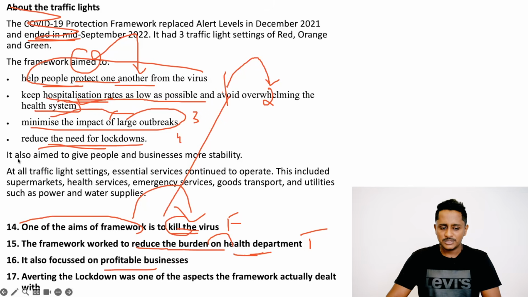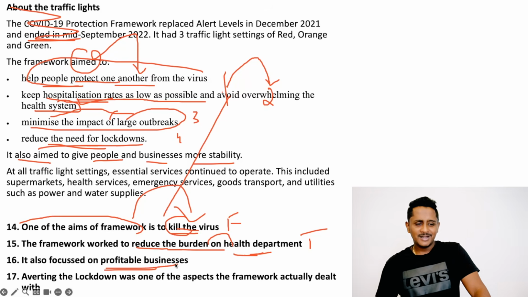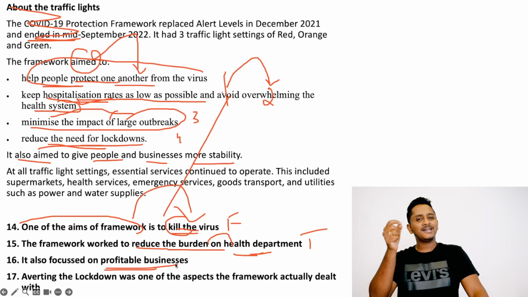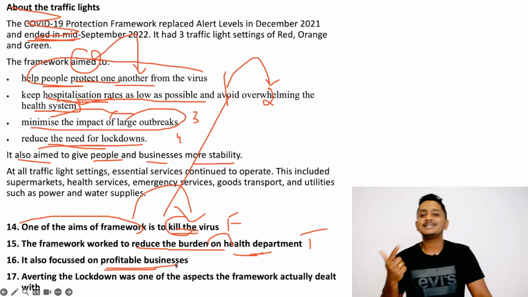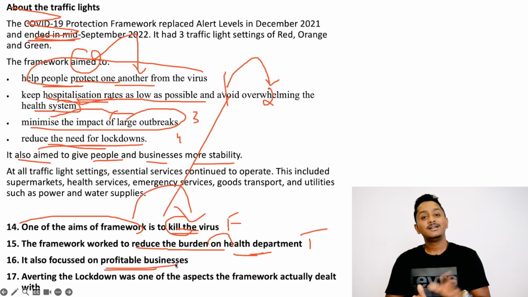Reduce the need for lockdowns. It also aimed to give people and business more stability. It focused on profitable businesses. Many people end up writing true. The framework was not focusing on making money. It focused on profitable businesses means the aim of this framework was after money.